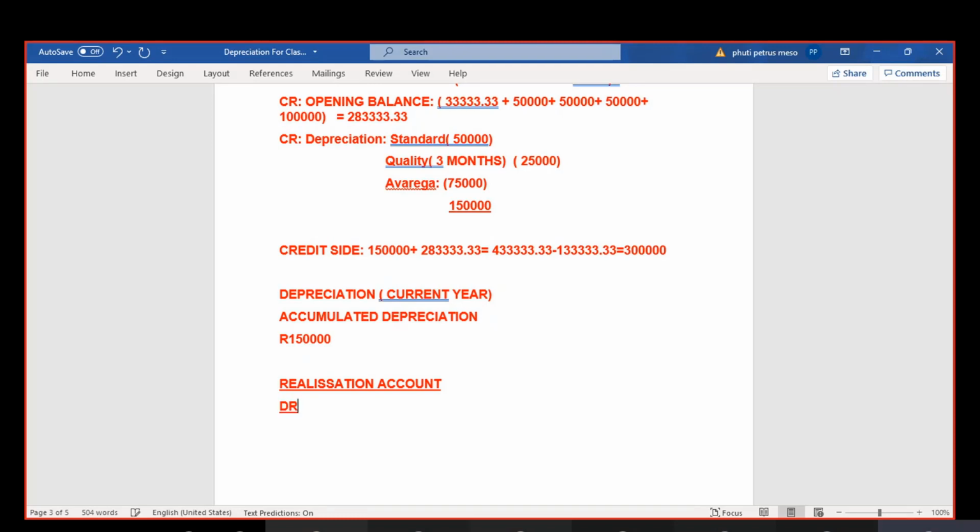Okay, tell me, where do I put it? Let's see, debit, what are we debiting? The asset. Quality machine. How much? 500,000 rand. It's part of your cost. No, sorry, that's a debit. So we already had 500 in there. We'll be crediting accumulated depreciation with 325,000.